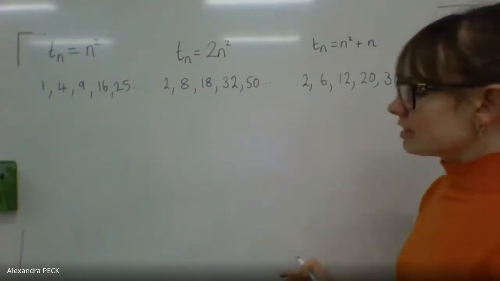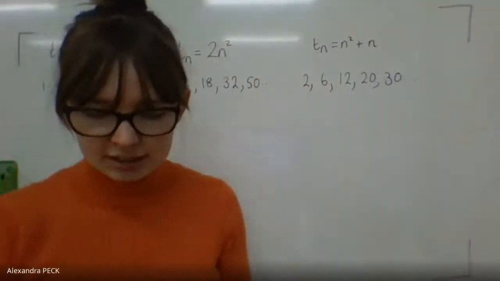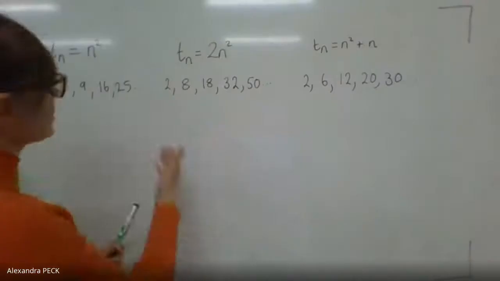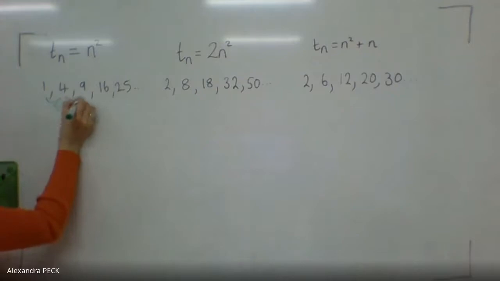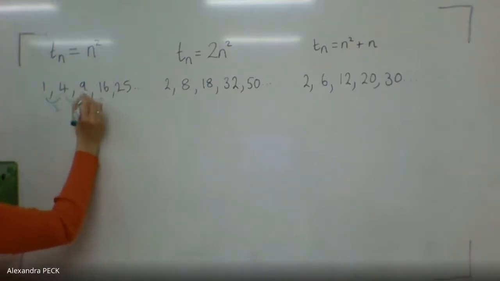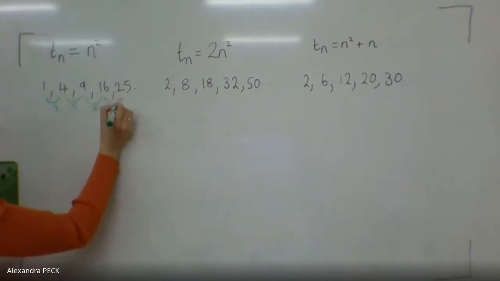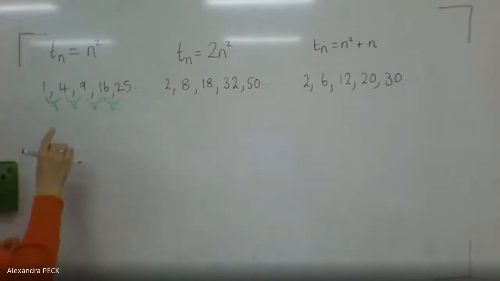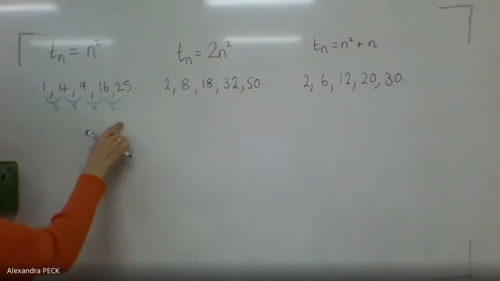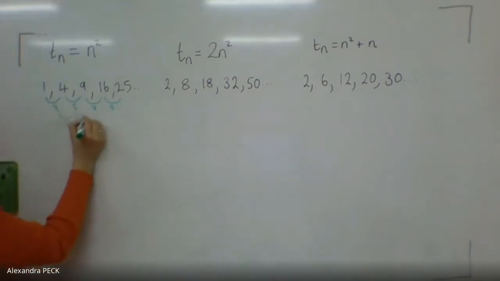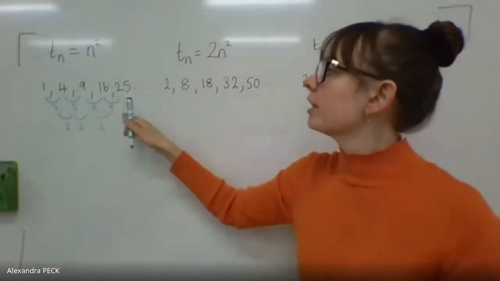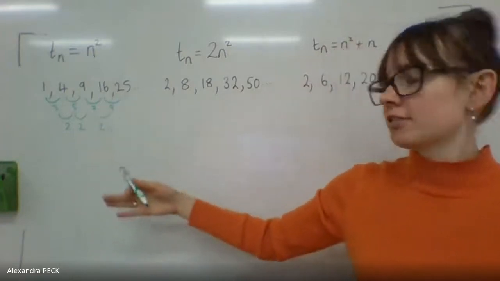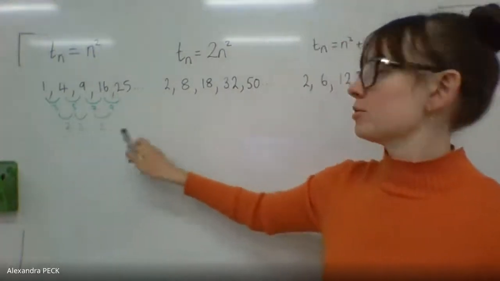Okay, now let's have a look at the differences in these sequences. So for the first sequence, like just our n squared quadratic sequence, the differences are 3, and then 5, and then we've got a difference of 7, and a difference of 9. Now what you'll notice is 3, 5, 7, 9 forms a sequence itself, and we've got a common difference of 2 each time. So whilst the first differences are different, if we find the difference of the difference, it is the same. It's 2, 2, 2 every time.